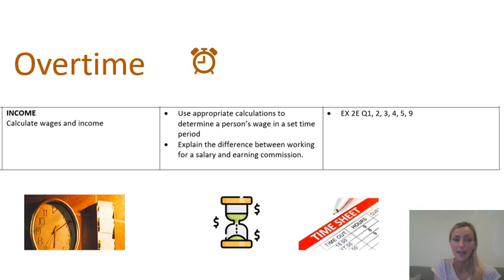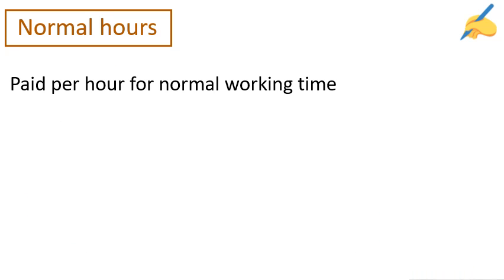Hi class, today's lesson is overtime. It continues on from yesterday's lesson on income. So your normal hours are when you're paid per hour for normal working time. And we saw how to work this out yesterday. So it's just the hours multiplied by the pay rate.